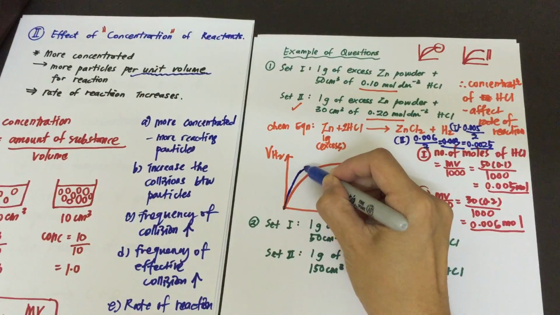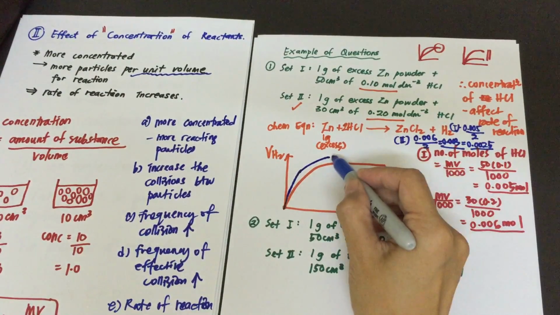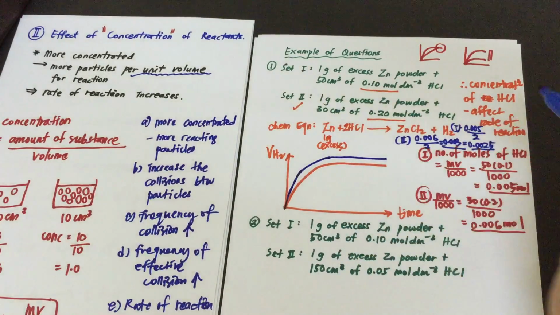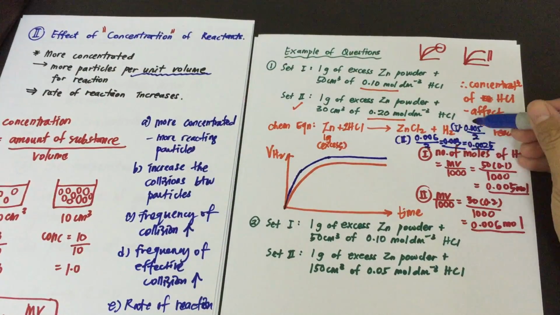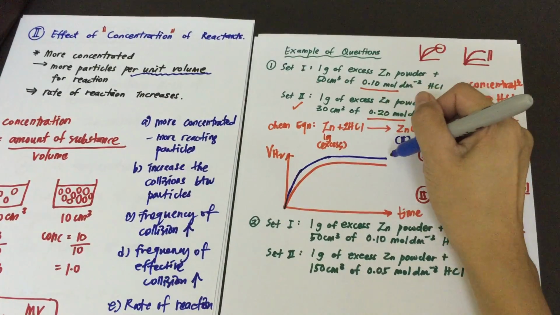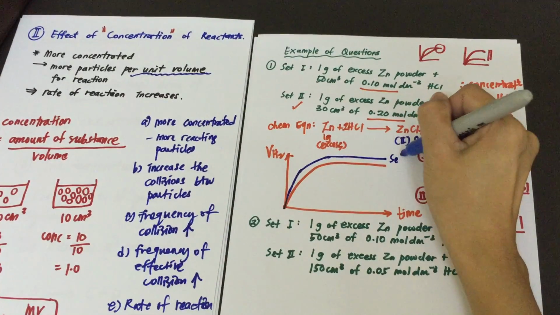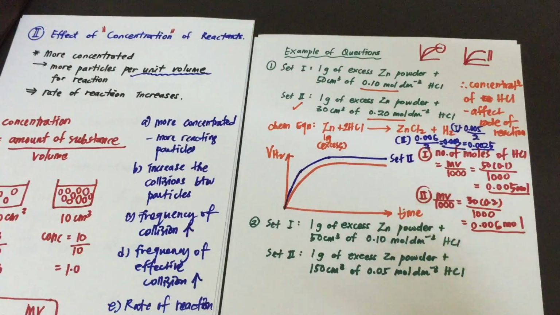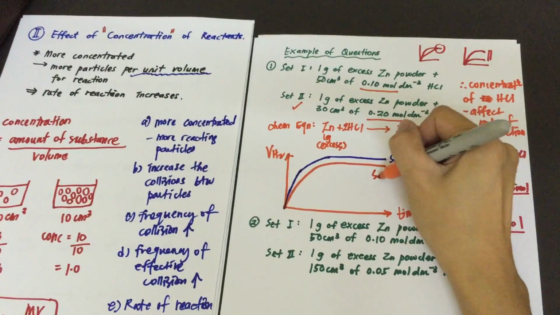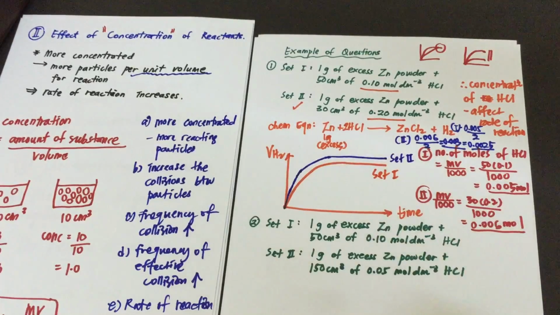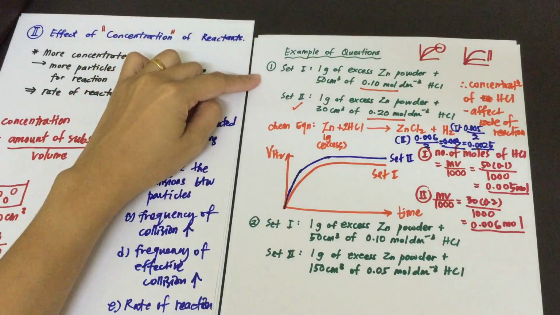And from here, it will end slightly higher than here because of the higher number of moles of the hydrogen compared to the first set. Okay, so the second set will have this graph, and the first set will have this graph. So with that, we finish sketching the graph on the first example.